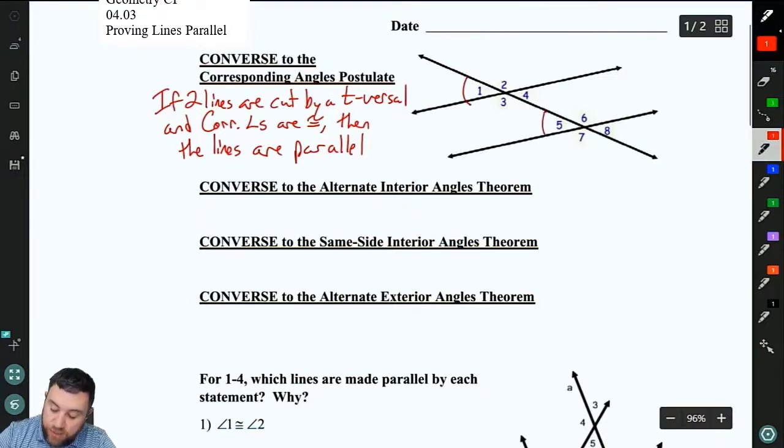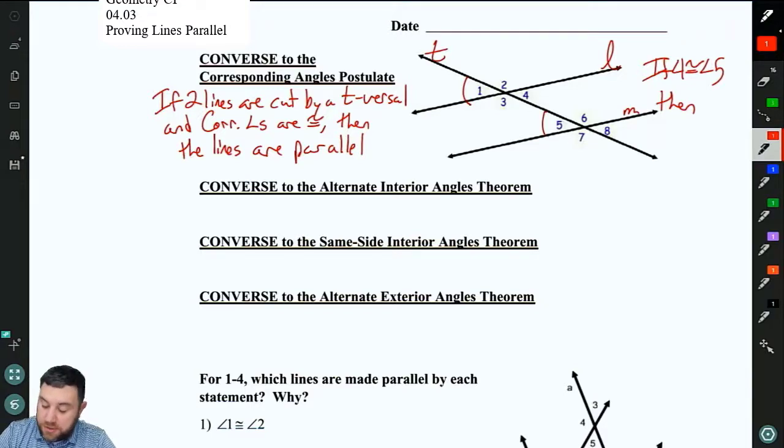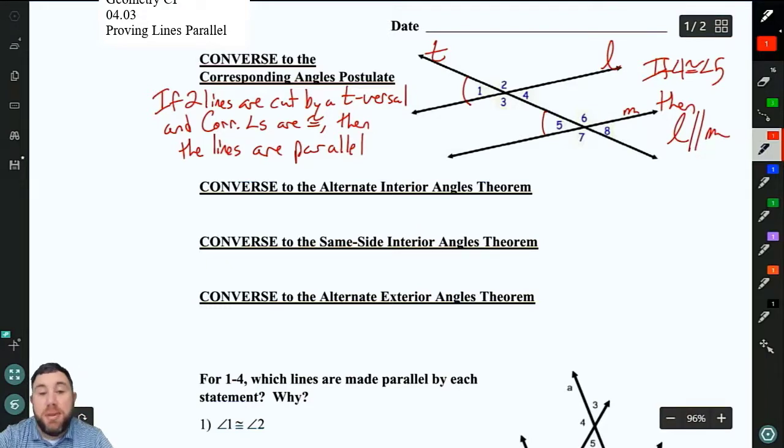So if angle 1 is congruent to angle 5, then, since these lines don't have names, let's name this one L, this one M, and this one T. If the two corresponding angles are congruent, then we know L is parallel to M.